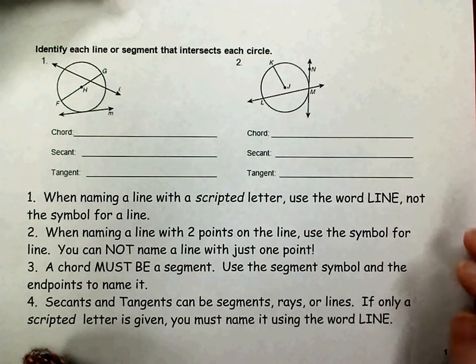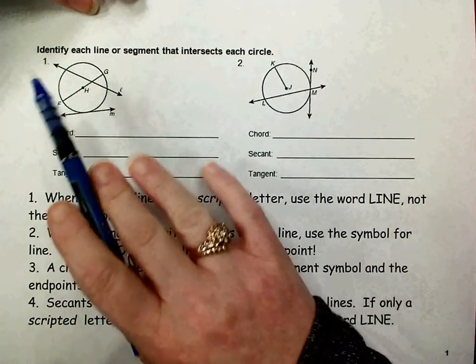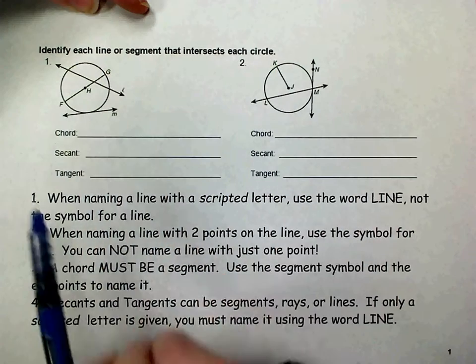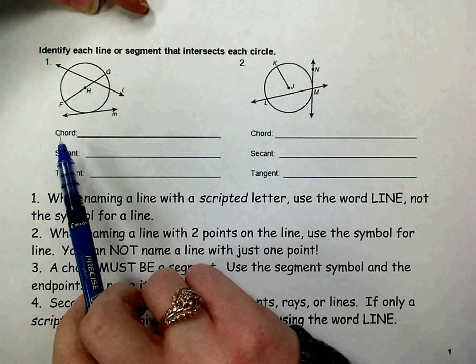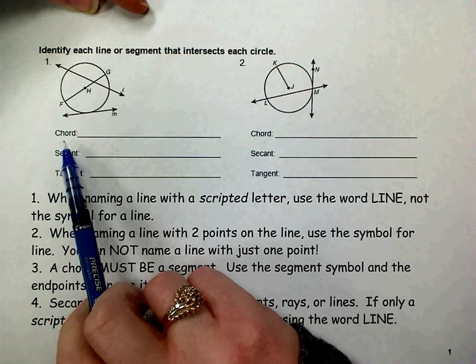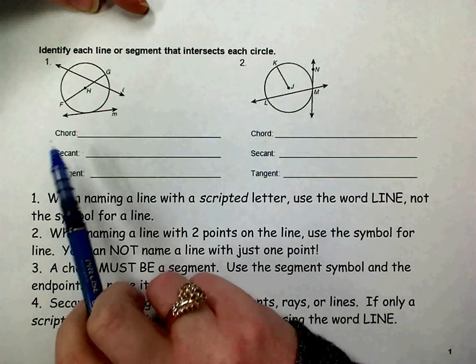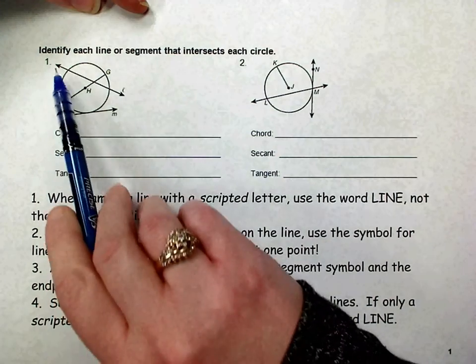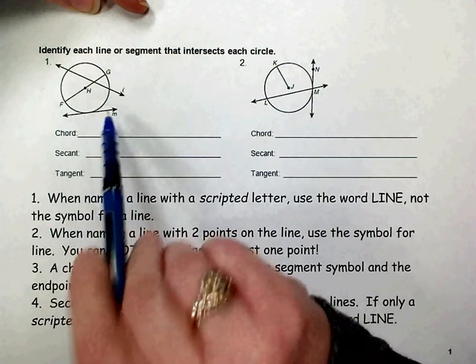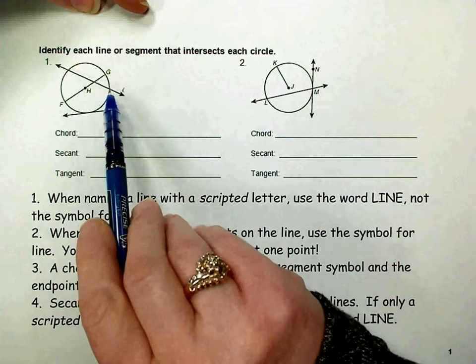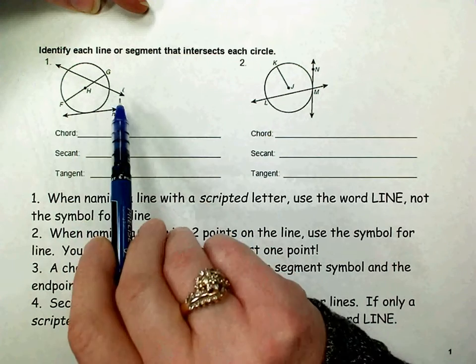On problems number 1 and 2, you're supposed to be identifying each line or segment that intersects each circle. So on number 1, when you're identifying a chord, remember a chord has to be a segment and the endpoints of the segment have to be on the circle. So these two are both lines since they have arrows at the end, and we're not given these specific points to even name the chord that's part of that secant right there.